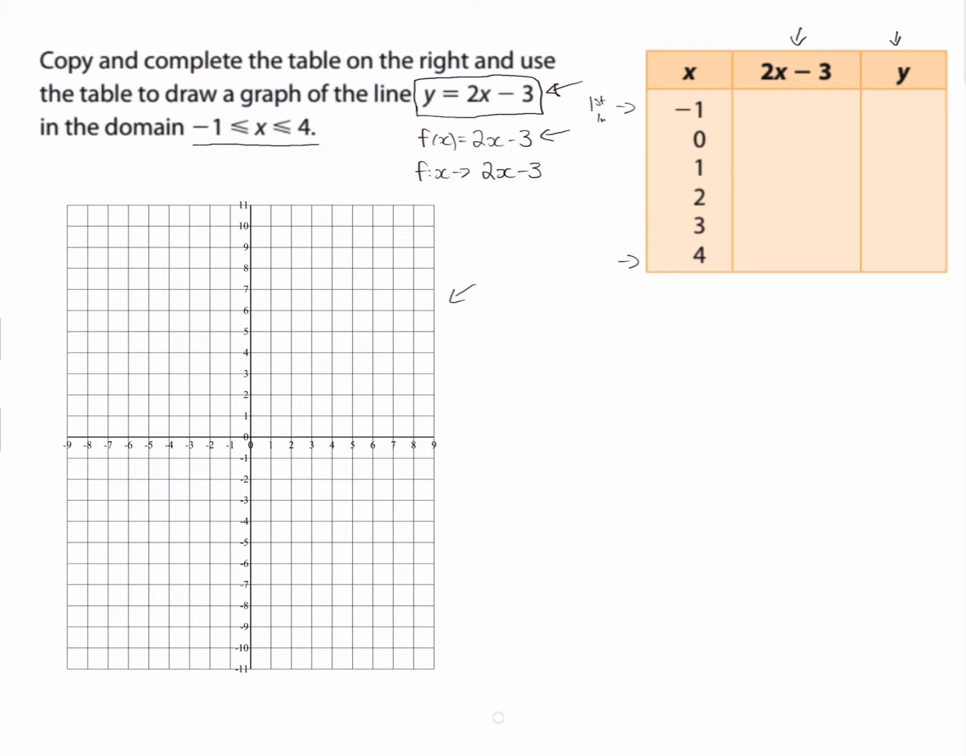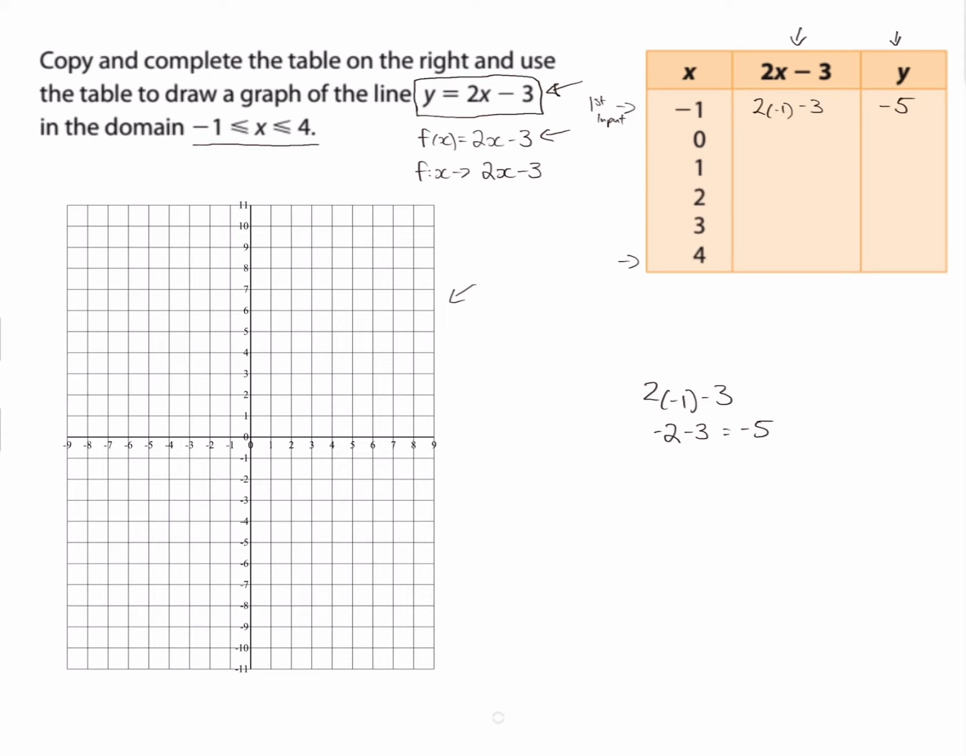So let's have a look at the first input, which is -1. So -1 and 2x. So I put in -1 where x is, and then I have -3. Now I'm just going to do some rough work down here. 2 multiplied by -1 minus 3. 2 multiplied by -1 is -2. And then -2 minus 3 gives me -5. So if my input is -1, my output will be -5.